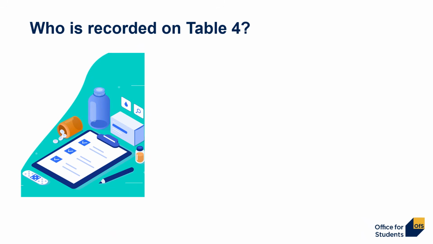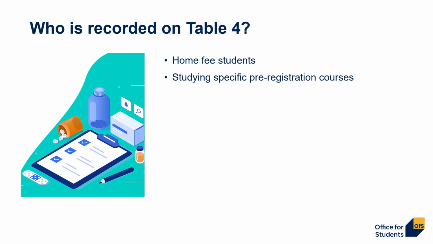So who is actually recorded on Table 4? Well, to be recorded, a student needs to meet the following requirements. They must be a home fee student. They must be studying on one of the specific pre-registration courses. And as I've said earlier, not all of them are recorded here. For example, I mentioned earlier nursing associates and paramedics. Please check in the HESES guidance for this.